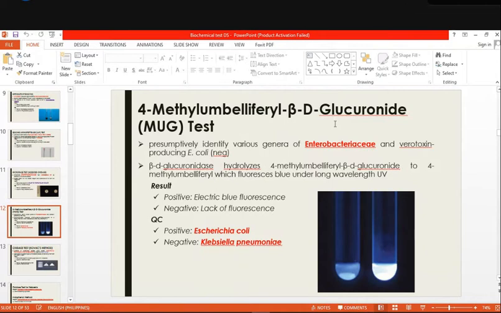The MUG test is used to presumptively identify various genera of Enterobacteriaceae and toxin-producing Escherichia coli. What is the role of E. coli there?